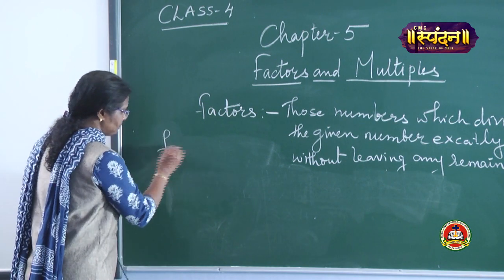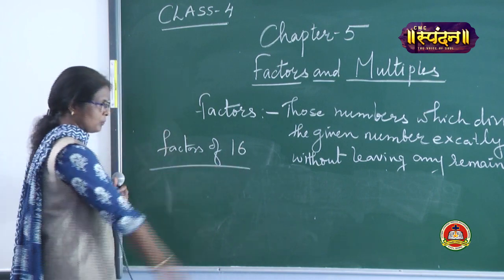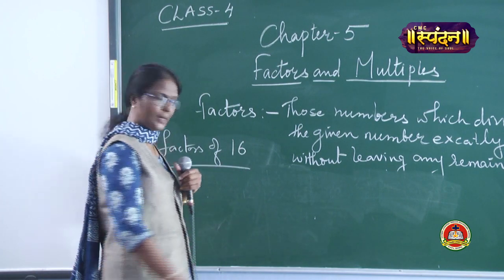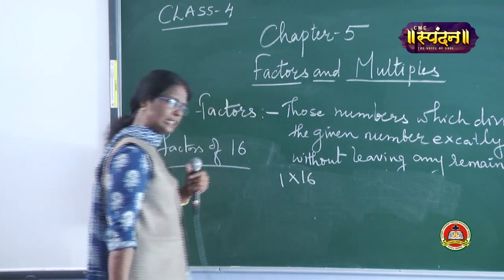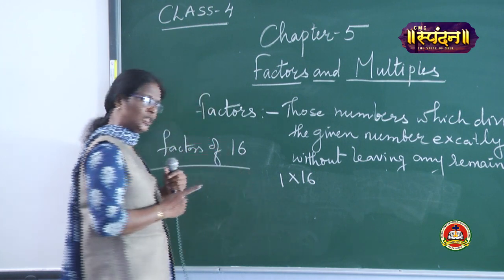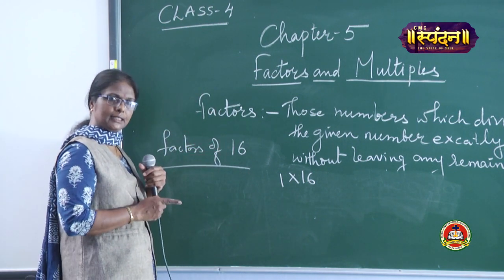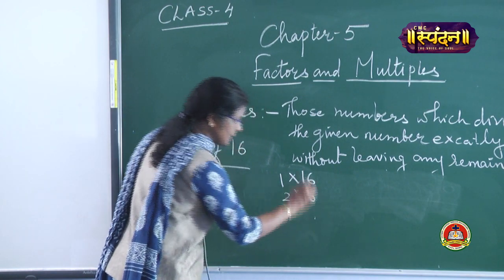Take the number, we are going to find the factors of 16. Suppose, again the first number will be 1 because 1 is a multiple of every number. 1 into 16 is 16. The second number, start with 2. Is 16 divisible by 2? Do you find 16 in the table of 2? Yes. 2 into 8 is 16.